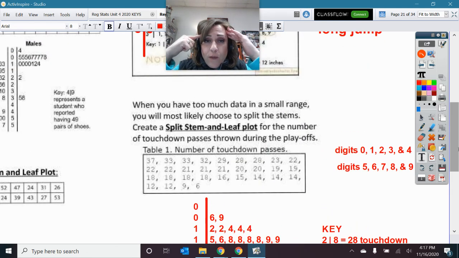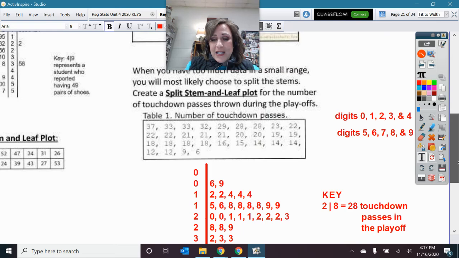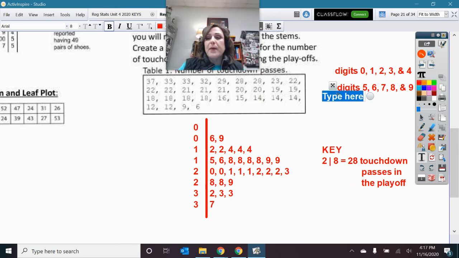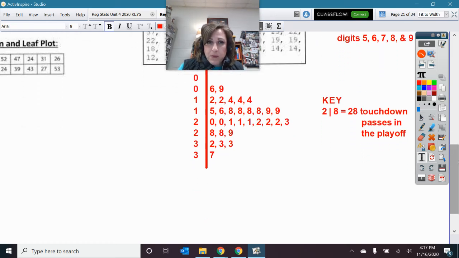So let's review. Why would we choose to do this? We would choose to split that stem if we really have too much data to go in one stem. See these, there's a lot in the twos. Ooh, there's also a lot in the ones. If we didn't split these stems, those would be way long, difficult to number, difficult to order from least to greatest if it's not already in order. So if it becomes cumbersome with too many numbers in one stem, splitting the stem is probably your way to go.